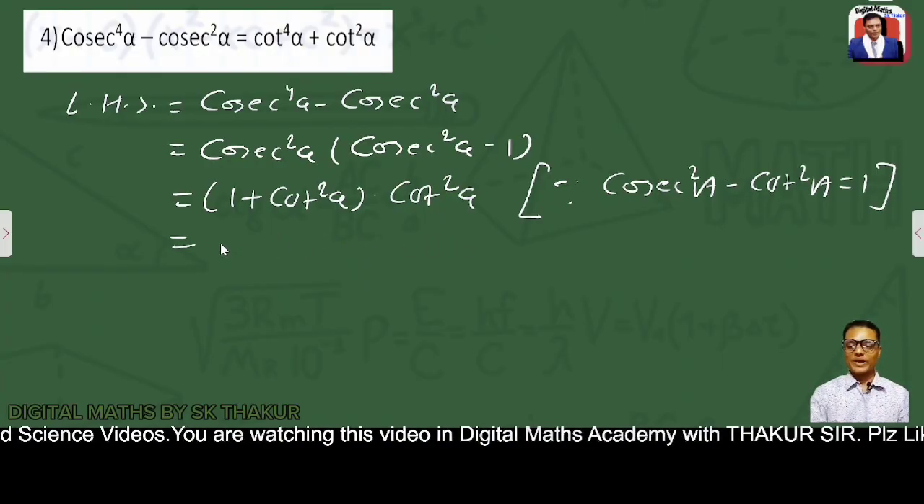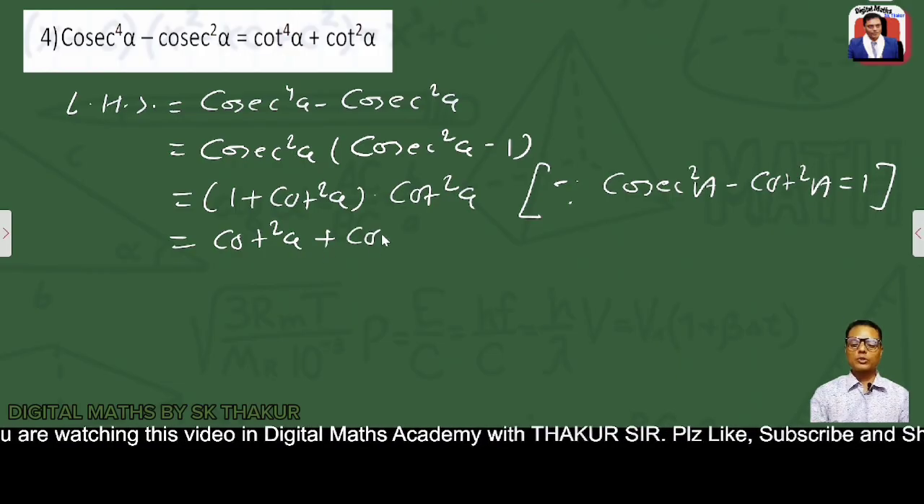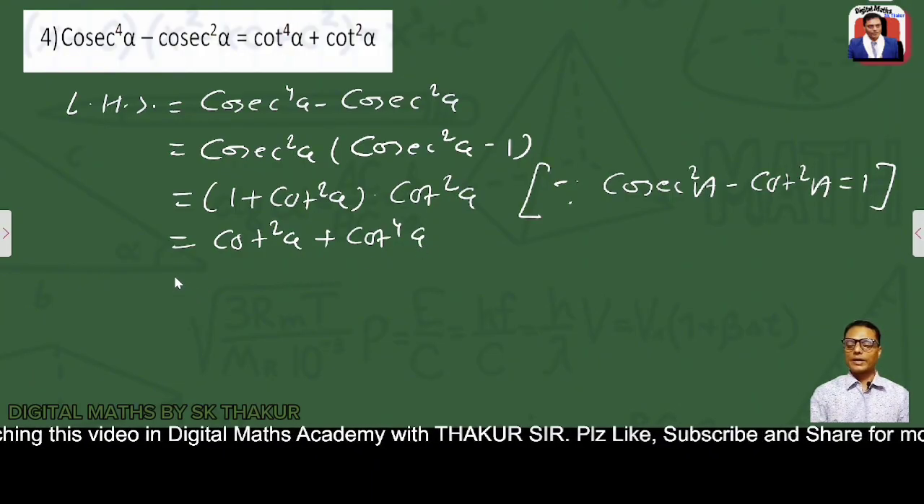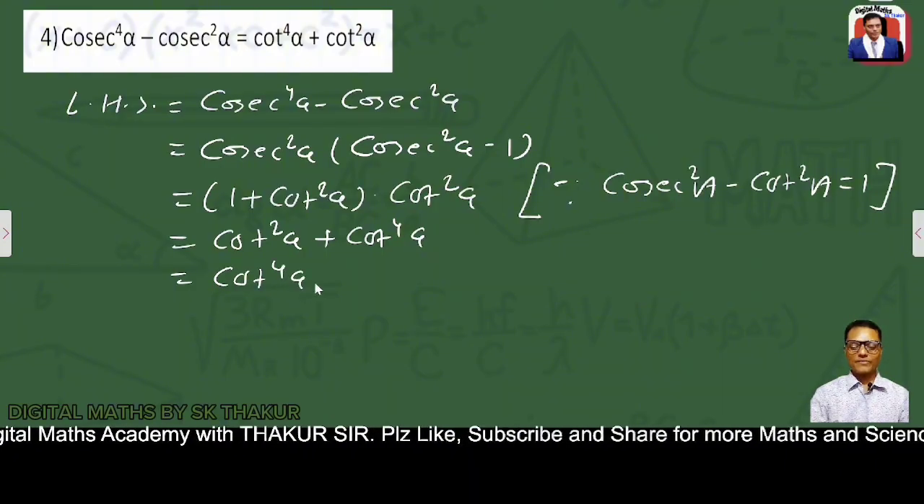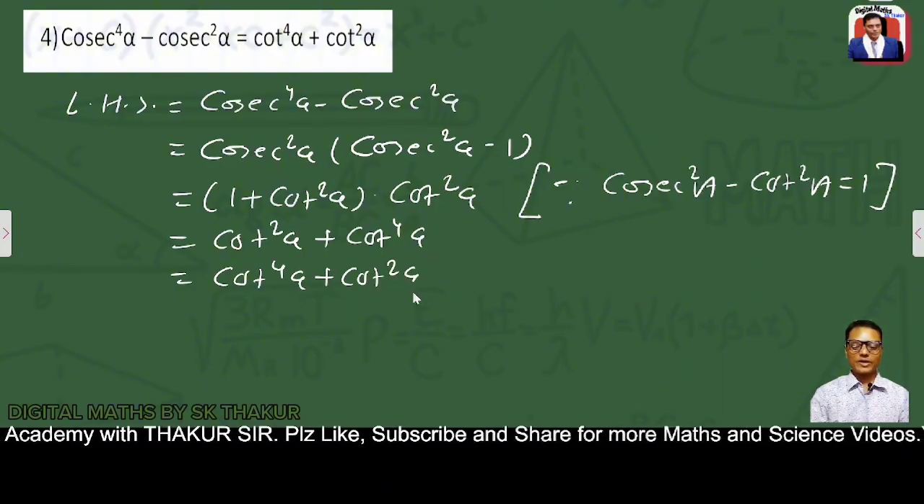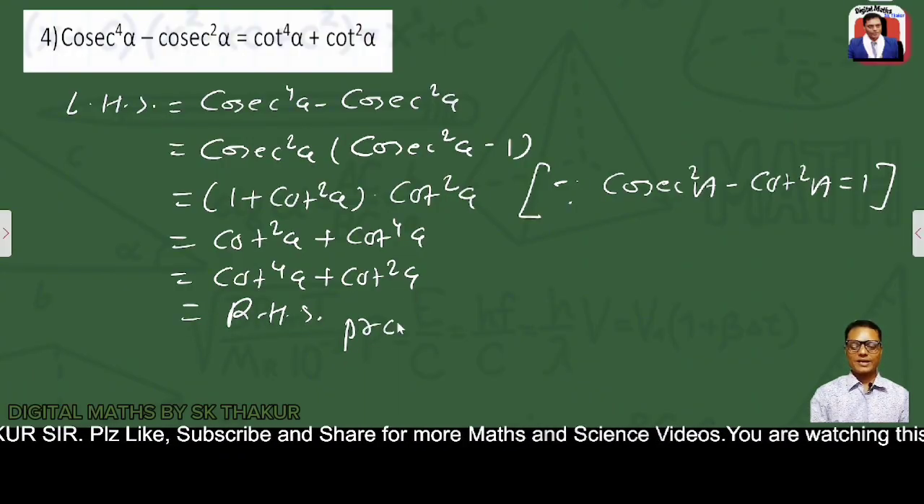And when you open the bracket, we can write here cot square alpha plus cot to the power 4 alpha. And according to the right hand side, we are going to arrange it, that is cot 4 alpha plus cot square alpha, right? And that's equal to the right hand side. So we can write here at last proved.